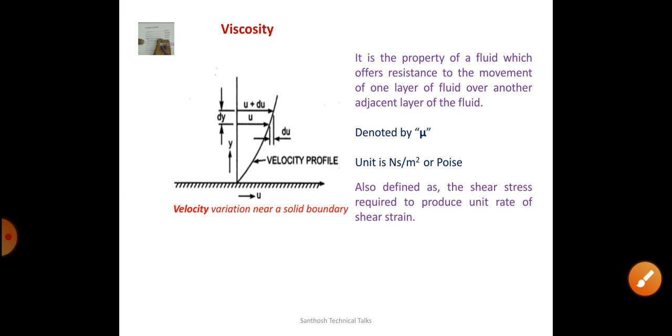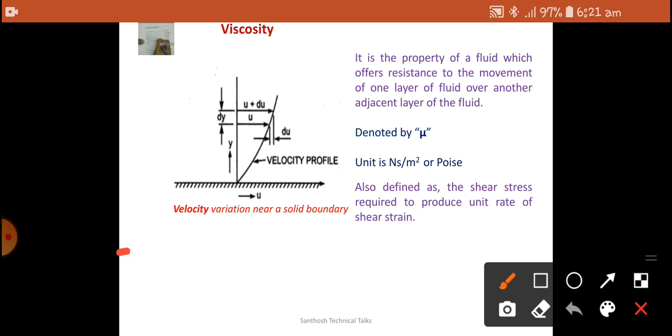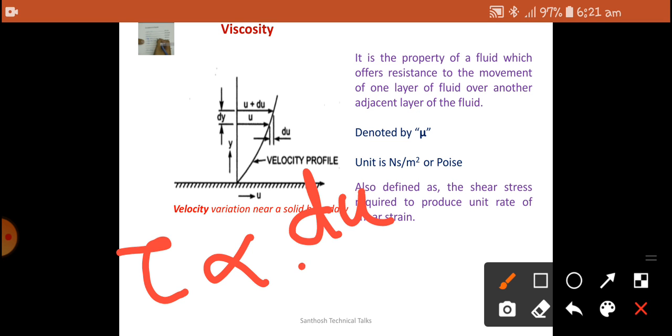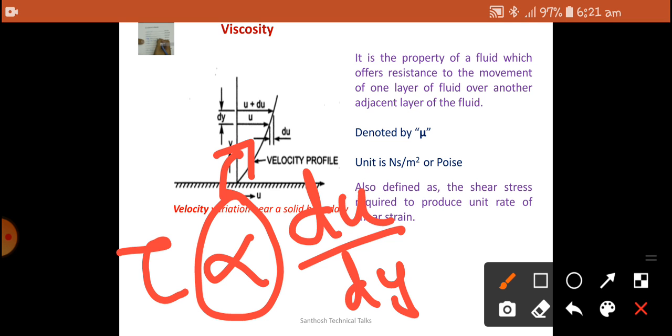Okay. So next is the viscosity. The property viscosity is derived from Newton's law of viscosity, where the shear stress is directly proportional to the rate of shear strain, that is du by dy. This proportionality constant is viscosity.